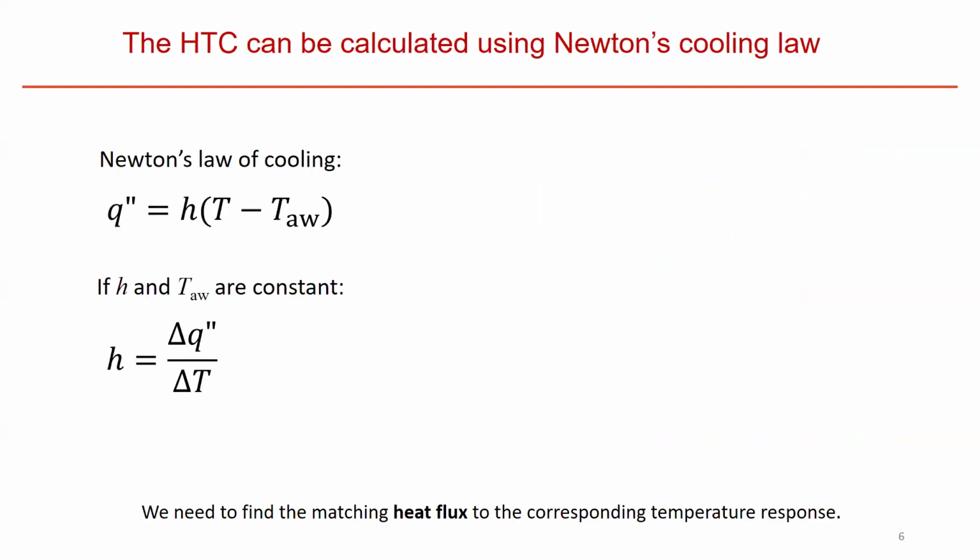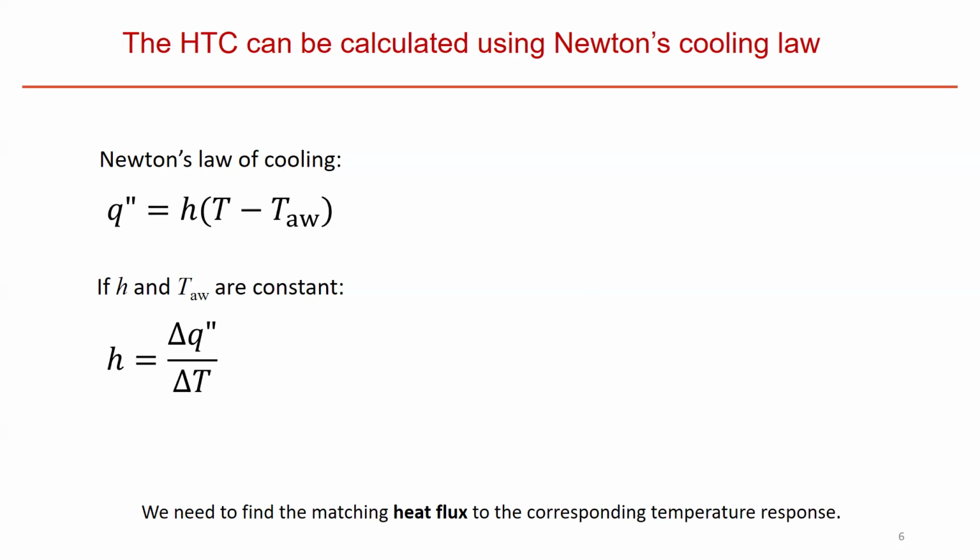So I've told you that we measure the temperature, but how do we get to the HTC? If you look at Newton's law of cooling and you assume, which is usually a good assumption for the experiments we're interested in, that the HTC and the free stream temperature, the adiabatic wall temperature, are constant, you can solve the system of equations by assuming you know the temperature and the heat flux at two different points in time. And you know then that the HTC will be given by the equation I've put on the slides.